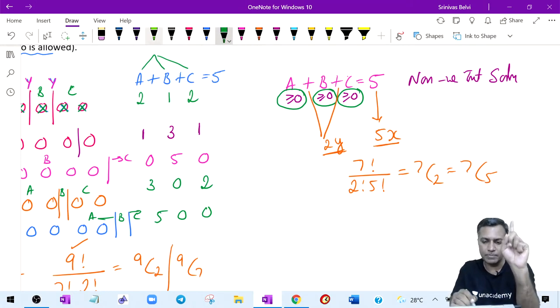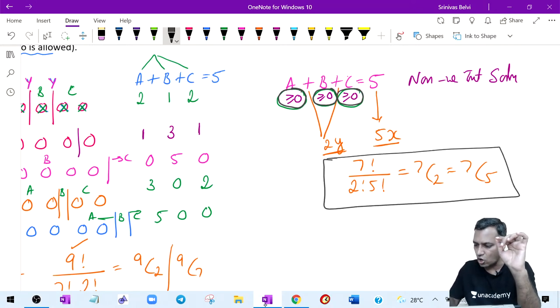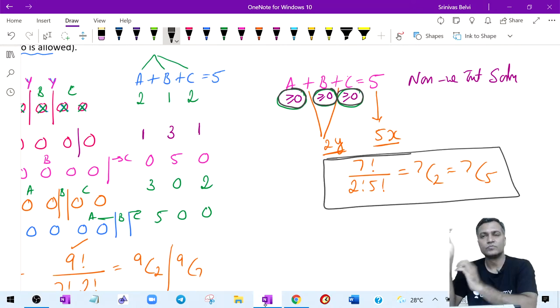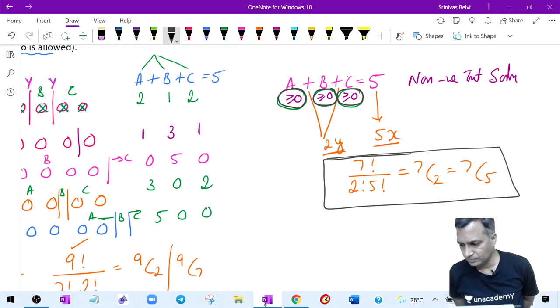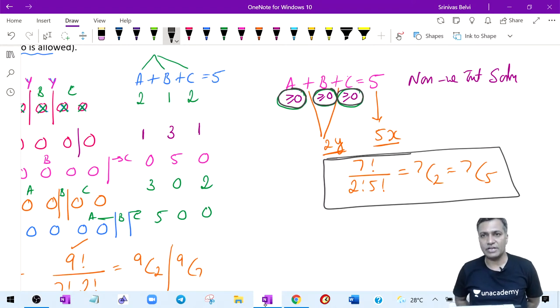One condition people miss while answering these questions is they forget to check whether the values of A, B, C can be 0. If it cannot be 0, you should not apply this concept. Condition is clear? Shall we jump to problems? Condition of 0 is clear. What if it is not 0? We will discuss. This is the concept. Concept is dealt.